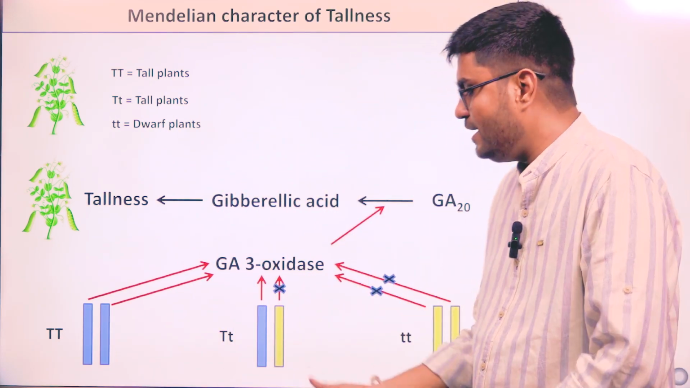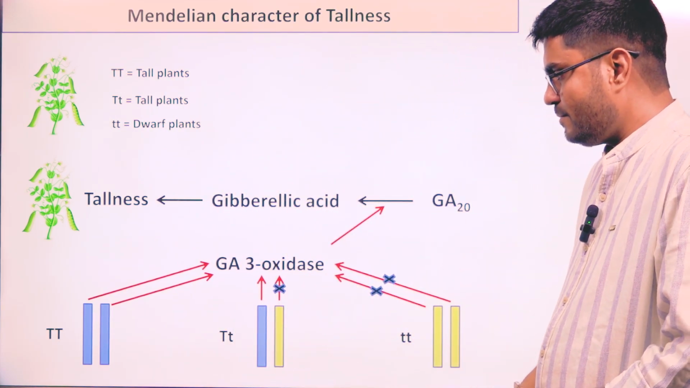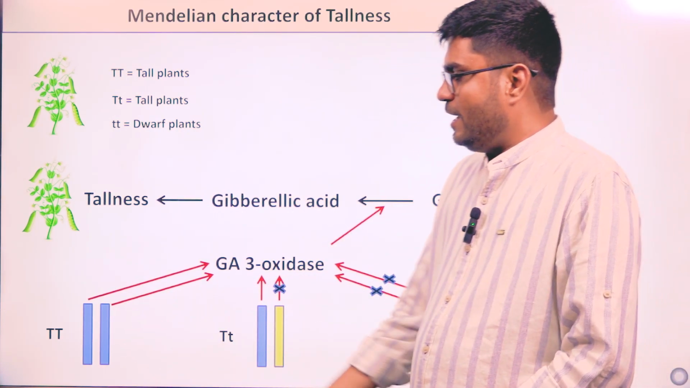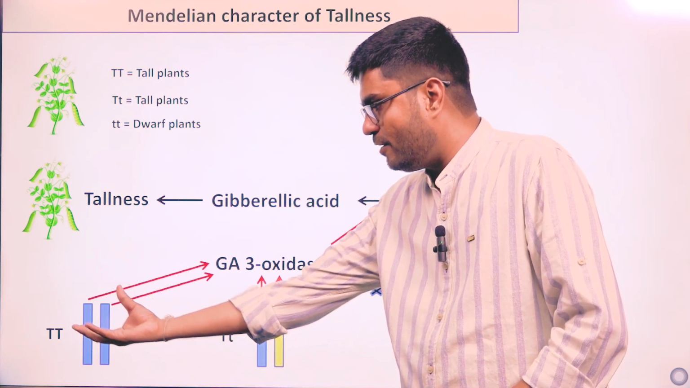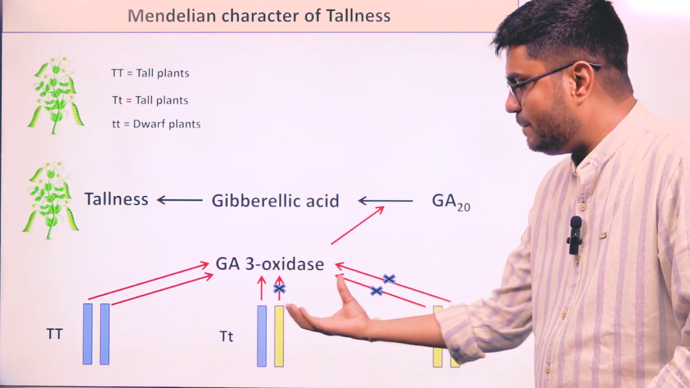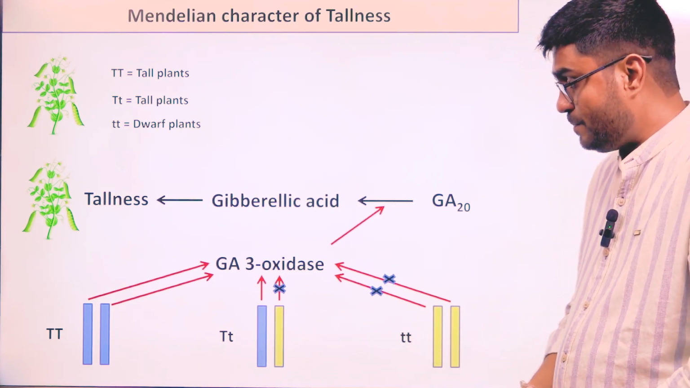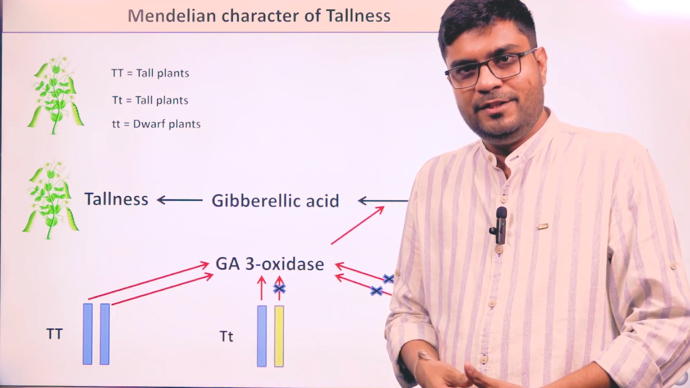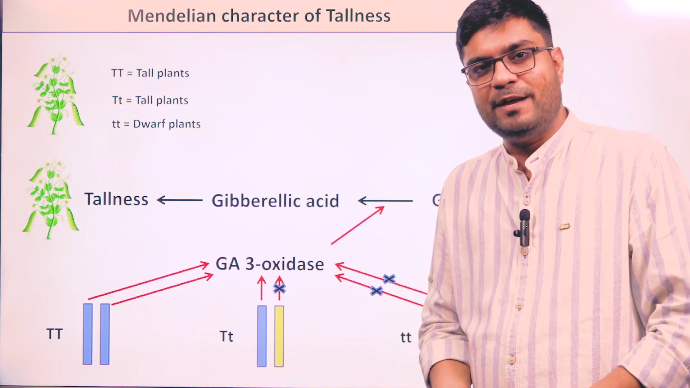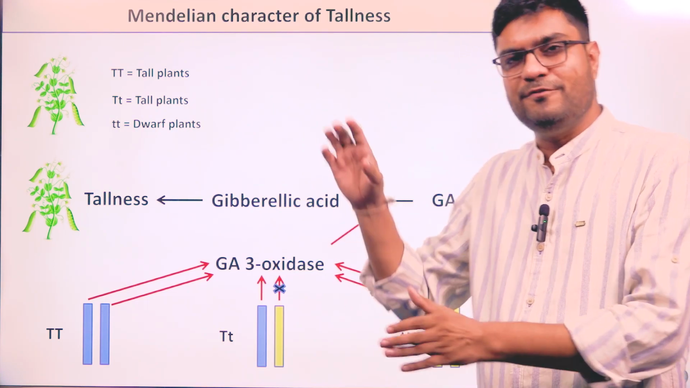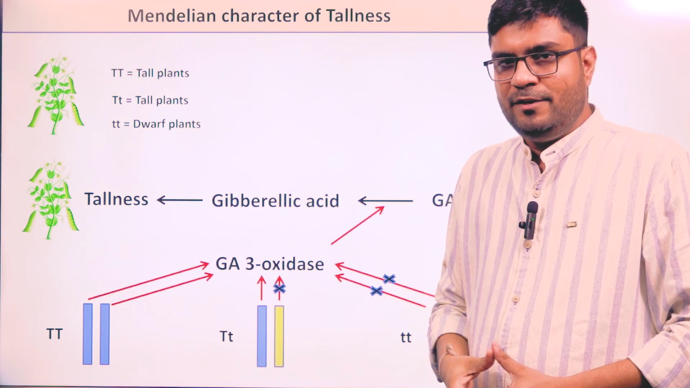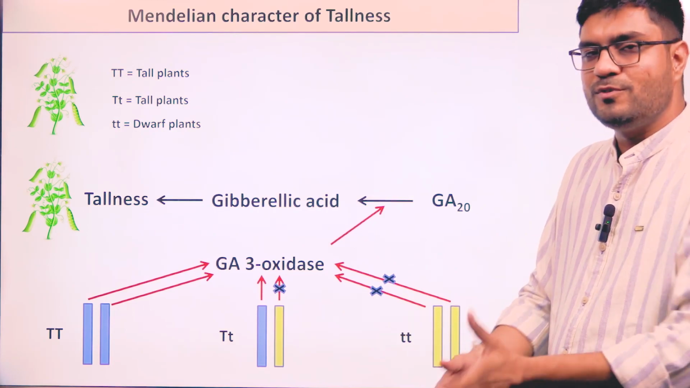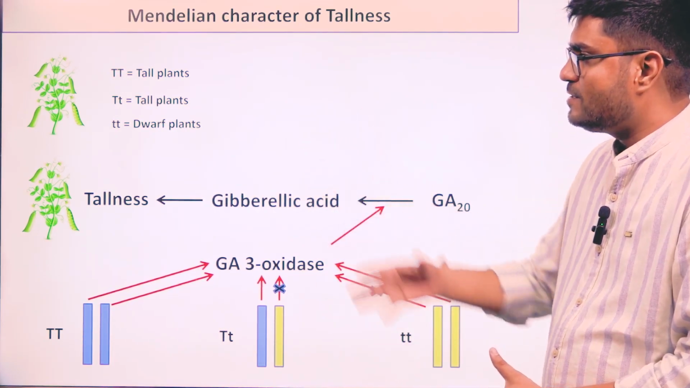In some cases, in heterozygous, capital T, small t, if I compare this with capital T, what will happen? If 100% protein is coming from capital T capital T, then only 50% protein is coming in the heterozygous condition. For some characters, 50% protein will not be enough, so there will be no true or complete phenotype. We call that situation incomplete dominance, but we will see it in future lectures. But here, for tallness, 50% protein is also enough. That's why the plants are still tall.